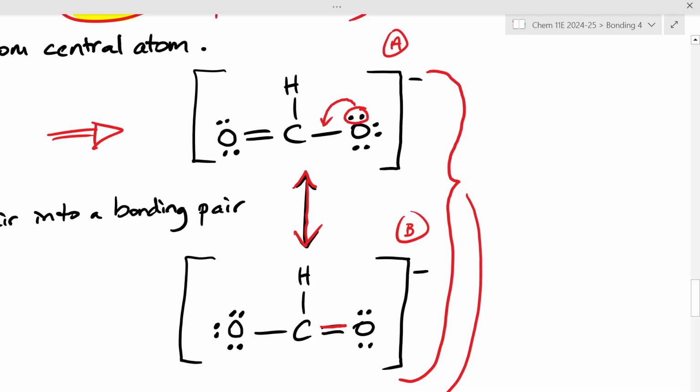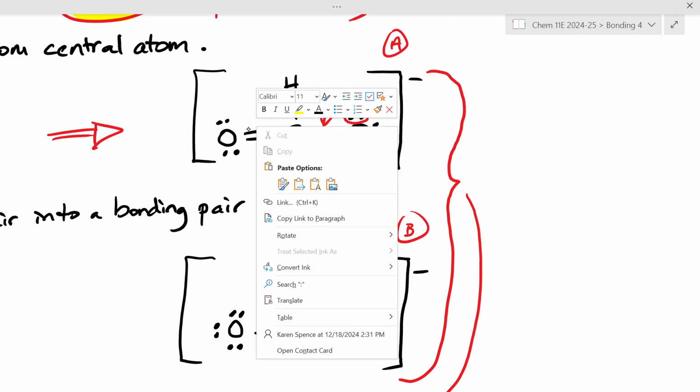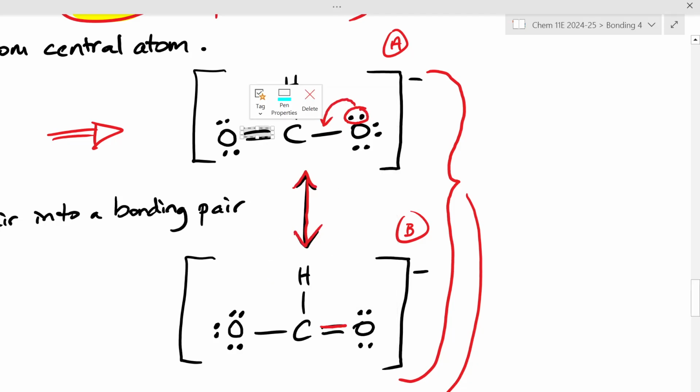It'll have 5. That's not allowed, right? So we're going to have to take this bond and do what with it? We're going to have to take it away, but not just take it away because we can't change the number of electrons. It's going to turn into a lone pair.